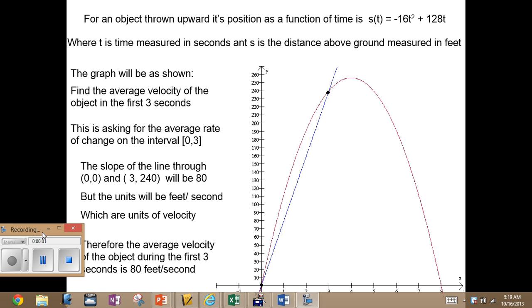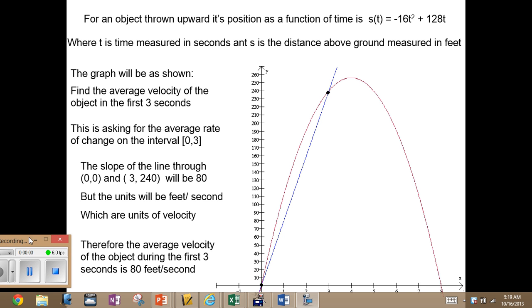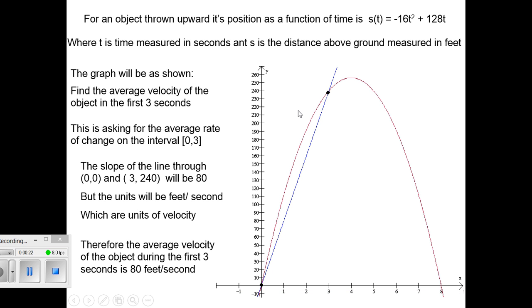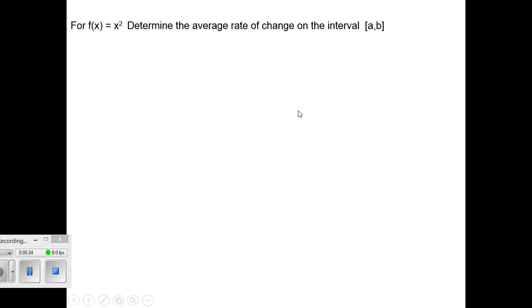Let's continue with this. Okay, again, we were trying to find the average rate of change on this particular function on the interval from 0 to 3. And the application of this says that the average rate of change would actually be the average velocity. And so we're going to resume with this now.